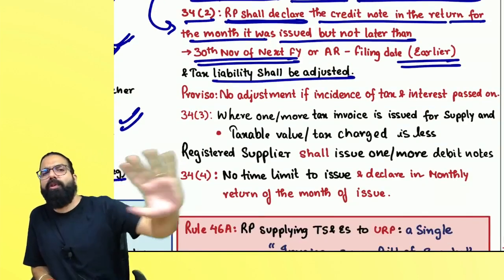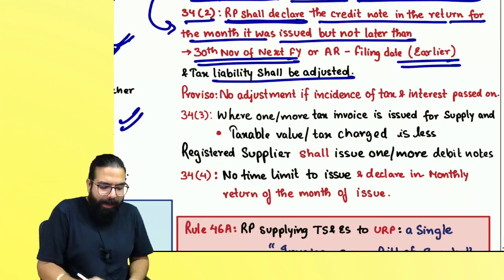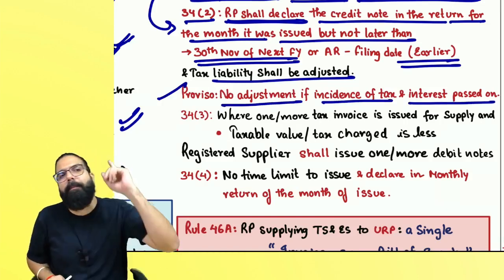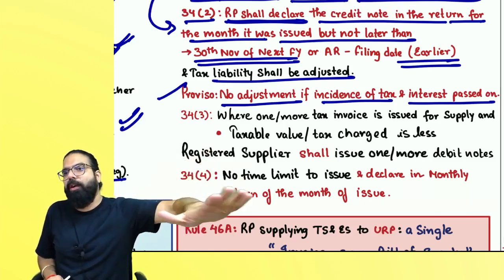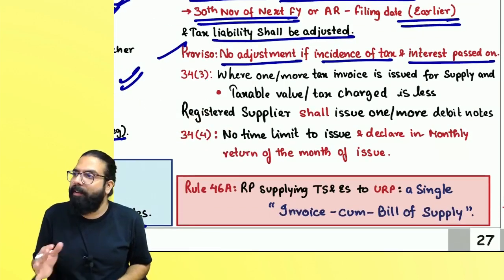Supposing I issued you a credit note, but I did not return the tax, then the government will also not return my tax. It says no adjustment of the tax if the incidence of tax and interest has been passed on. If I passed on the burden and did not return you the tax by issuing a credit note, then the government will also not return my tax. Adjustment will not be given.